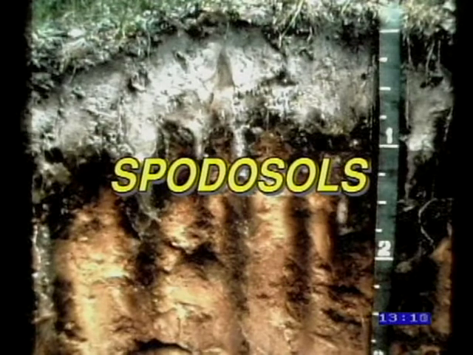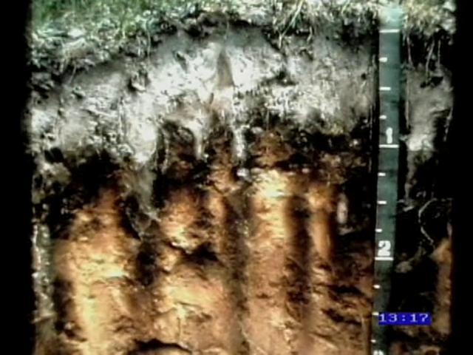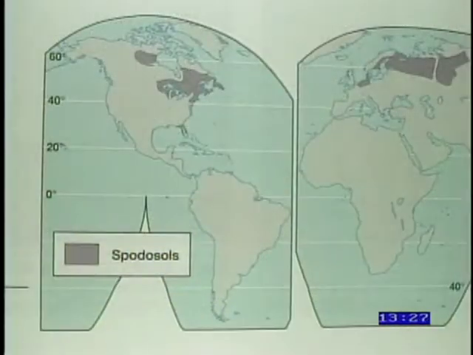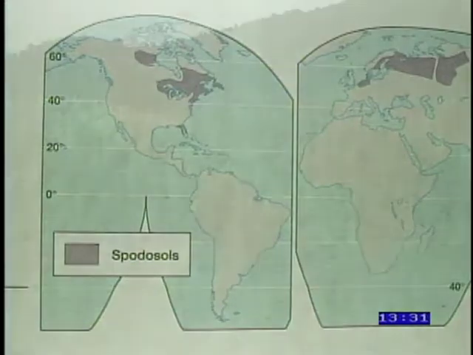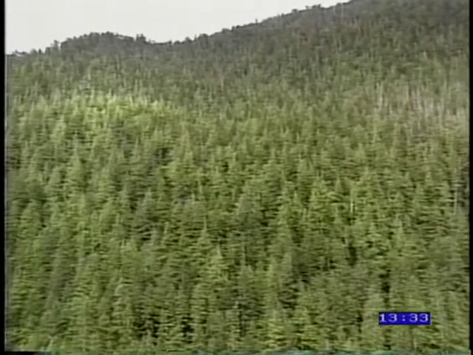Spodosols, similar to oxisols because of high iron and aluminum content in the layer beneath the topsoil, are associated with cool and humid regions. Their subsurface layer, or horizon B, is rich in organic material which has been leached from the topsoil. Spodosols exist in eastern Canada and much of Sweden, where they support major timber crops, such as spruce trees.